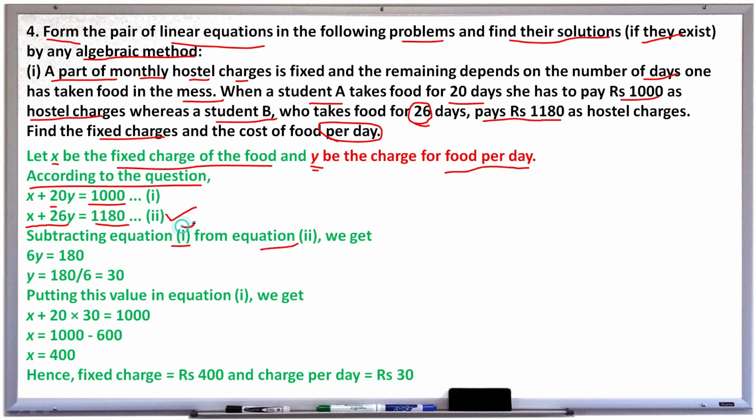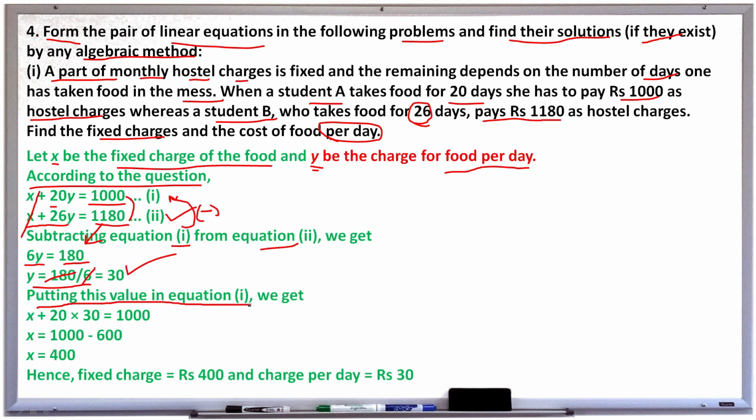Subtracting equation number 1 from 2. So 2 minus 1. We are going to subtract. So x will cancel. When you subtract, the first two terms will get cancelled. So 26y minus 20y will become 6y is equal to 1180 minus 1000, which is 180. So simplifying, y is equal to 180 by 6, which is 30.